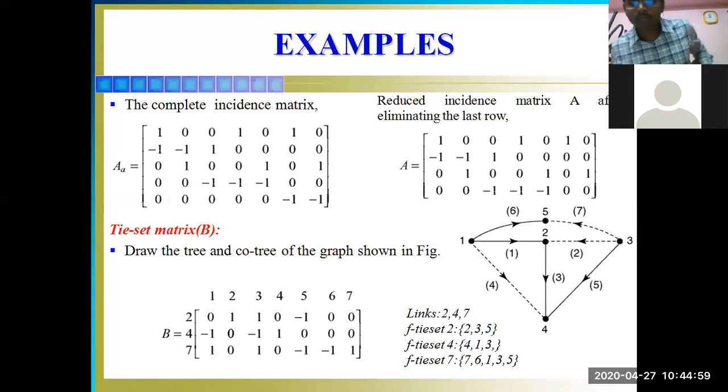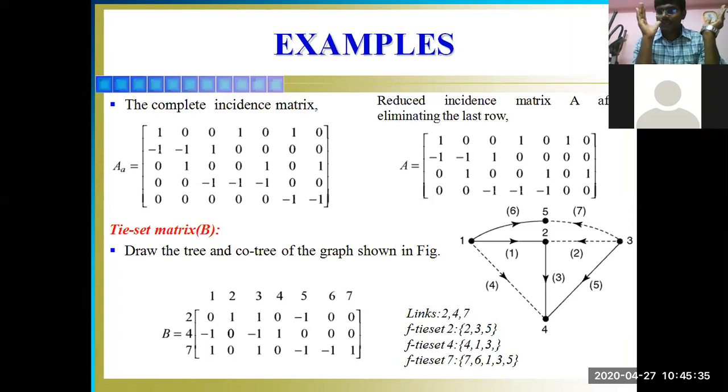So here I have taken 1, 6, 3, 5. Then what are the links? Remaining all are links. 2, 4, 7 are the links. Branches minus twigs are equal to links. Remember, these are important. You may get 1 more question.